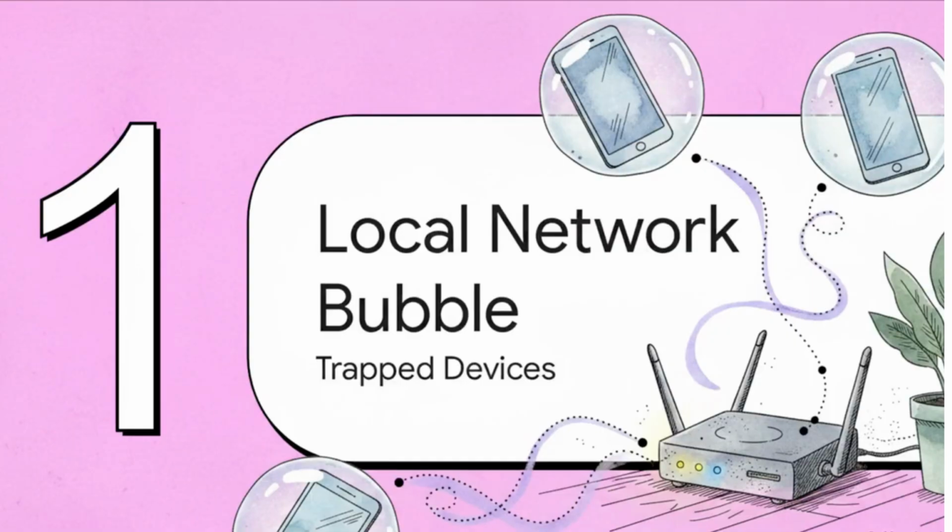Section 1. The local network bubble. Because without a little outside help, every single one of your smart devices is essentially trapped in a local bubble. And honestly, the key to popping that bubble is usually that dusty, blinking little plastic box sitting in the corner of your living room that quietly does all the heavy lifting while we completely ignore it.